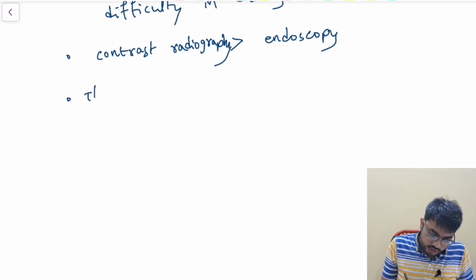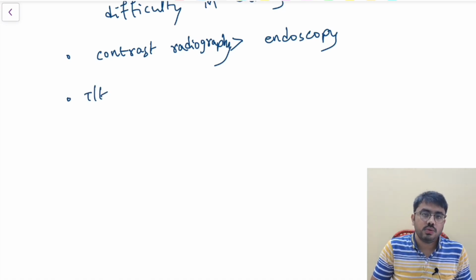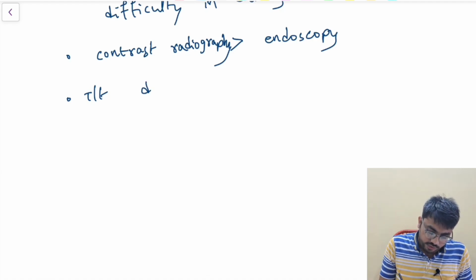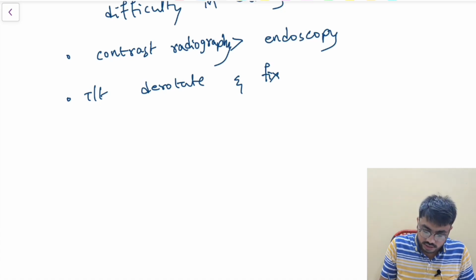After going through all these things, now coming to the treatment of a case of gastric volvulus. How to treat this case? First thing is, I have to derotate the stomach and I have to fix it. Derotate the stomach and fix it.